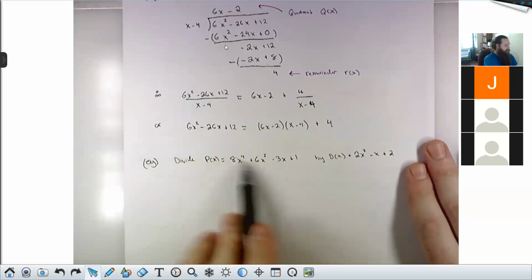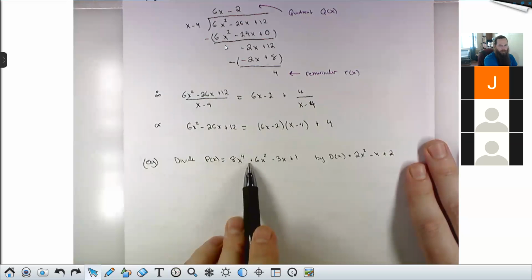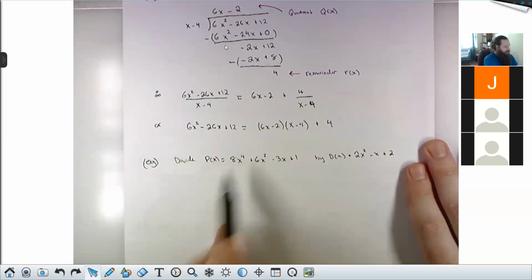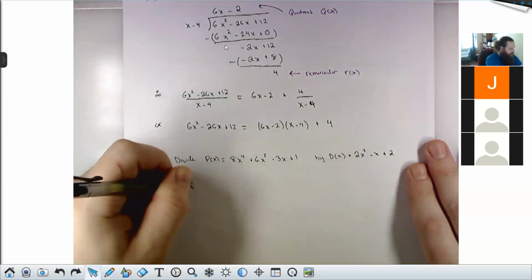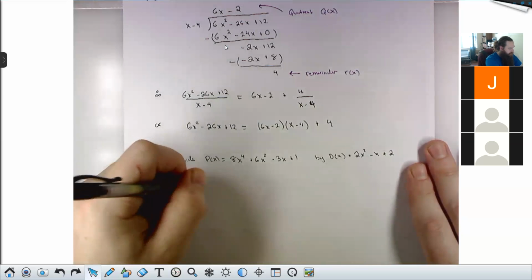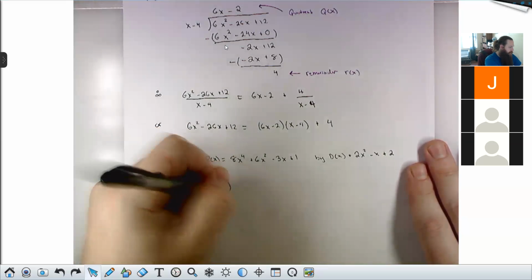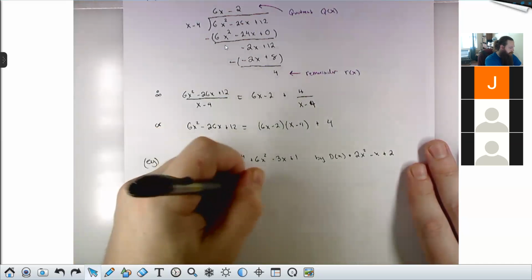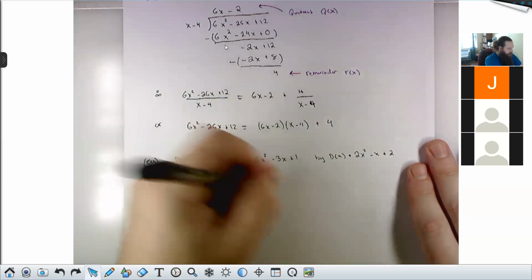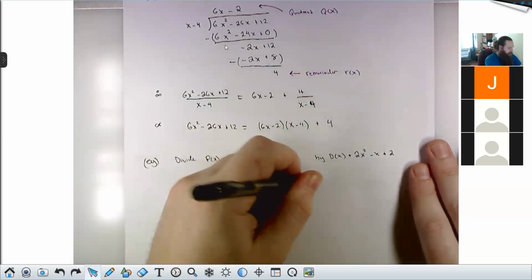Notice that there's a missing term here, right? I've got an 8x to the 4 and then a 6x squared, but I don't have an x cubed term. So that means the x cubed is hiding in there. It's just as a 0x cubed. You'll want to write that in. I think it really helps keep the organization easy to follow. So I'll have under here 8x to the 4 plus 0x cubed plus 6x squared minus 3x plus 1.